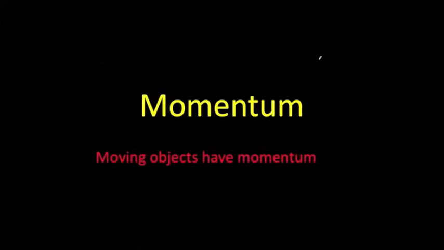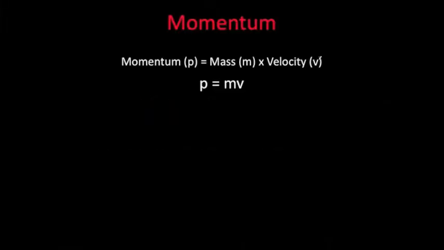Okay, today we're going to discuss momentum. Momentum is a vector measurement, meaning it has size and direction. All moving objects have momentum. Momentum can be calculated with a formula. Our formula for momentum is mass times velocity equals momentum.